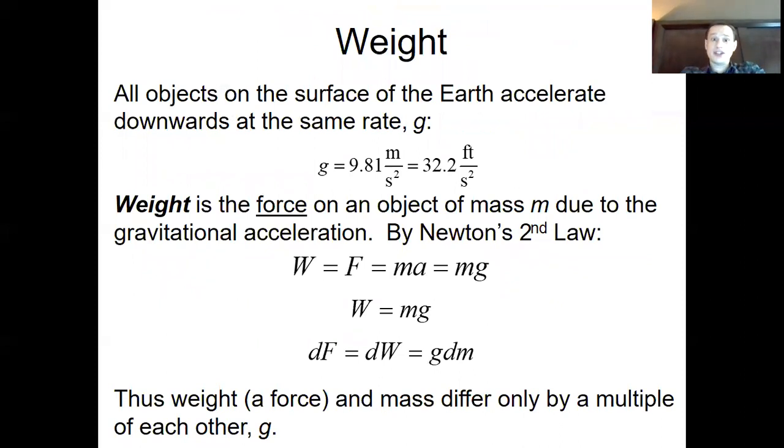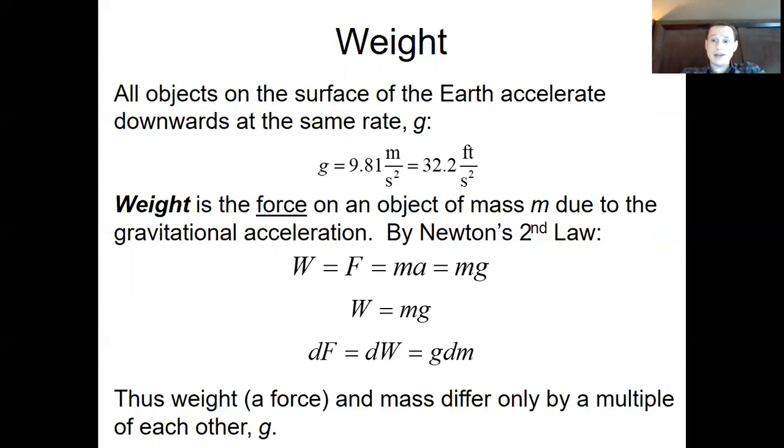Okay, and that brings us to the concept of weight. All objects on the surface of the Earth accelerate downwards with the same gravitational acceleration, little g. We went over that in the last section. Again, it's 9.81 or 32.2 if you want to be pretty exact. If you want to get the exact answers in the back of the book, I would use 9.8 meters per second squared or 32 feet per second squared. But in the last section, 5.5, they did talk about this, and they did talk about weight briefly.